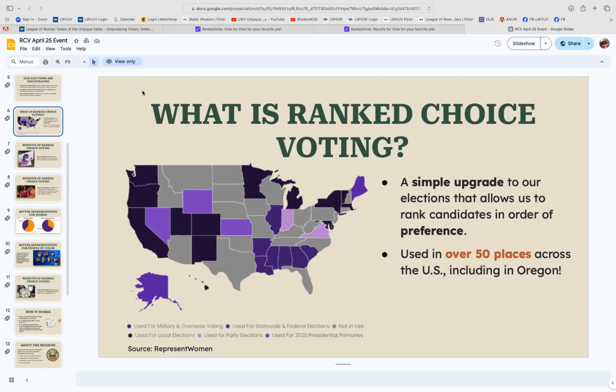Benton County was the first place here in Oregon to use it, and they adopted it in 2016. They used it for the first time in 2020. More recently, the city of Corvallis adopted it in 2022. And then there are 2 other places here in Oregon. Multnomah County and the city of Portland very, very recently approved it in the November 2022 election.